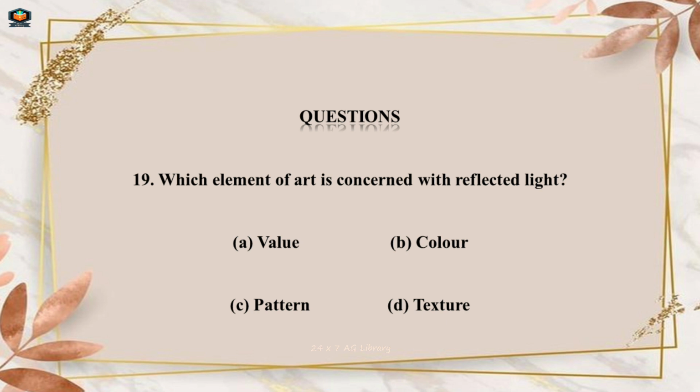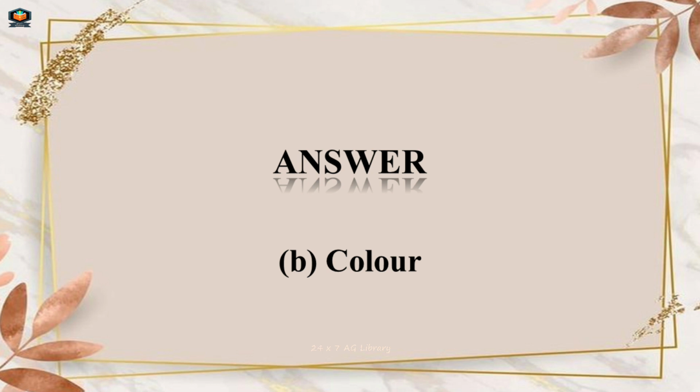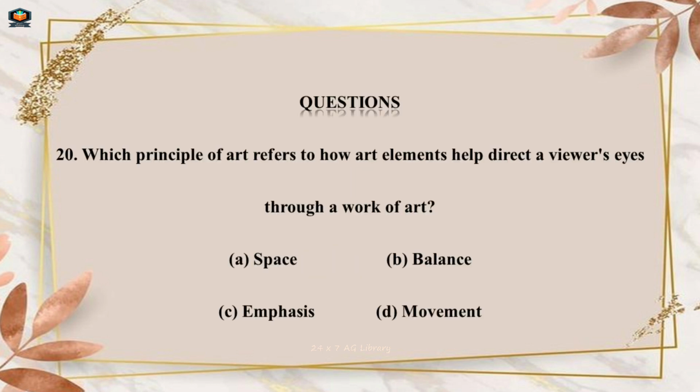Question 19. Which element of art is concerned with reflected light? A. Value. B. Color. C. Pattern. D. Texture. Answer. B. Color. Question 20. Which principle of art refers to how art elements help direct a viewer's eyes through a work of art? A. Space. B. Balance. C. Emphasis. D. Movement.